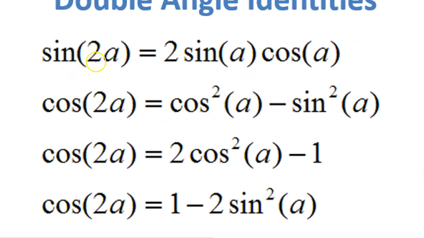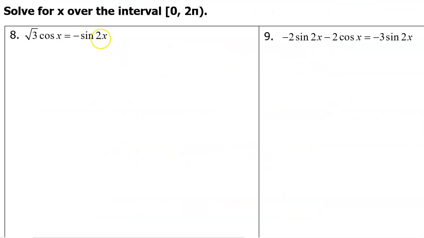So the sine of 2a equals 2 sine cosine. So I'm looking at this, I'm thinking this part right here is going to become 2 sine cosine. So I'm going to have radical 3 cosine x is equal to negative. Now here comes my 2 sine cosine.